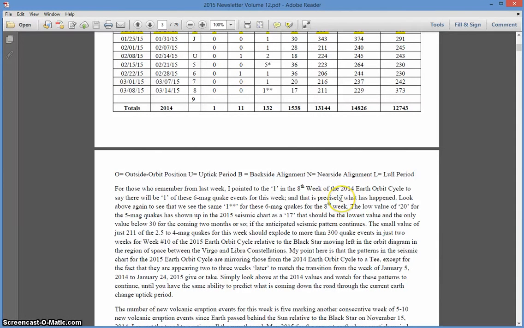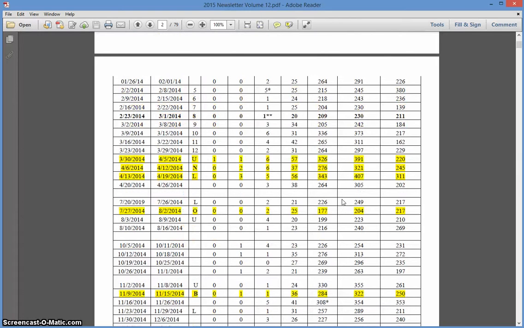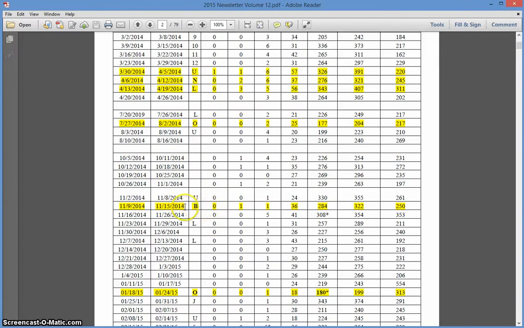The number of new volcanic eruption events for this week was 5. We've been between 5 and 10 new volcanic eruption events every week since Earth passed behind the sun relative to the black star. That's where you see this B right here. I probably should make another column here and show the number of new volcanic eruptions weekly, so you can see a correlation with the new volcanic eruption events that remain between 5 and 10 during the uptick periods.